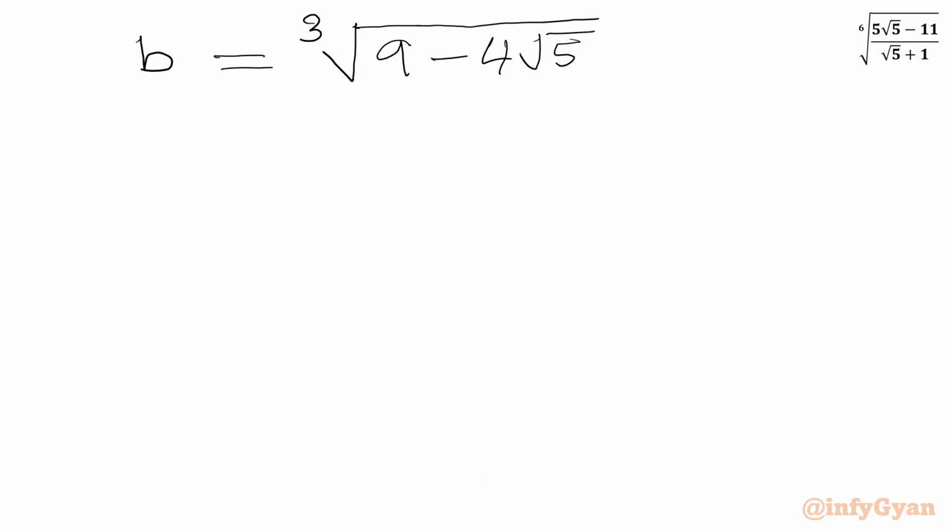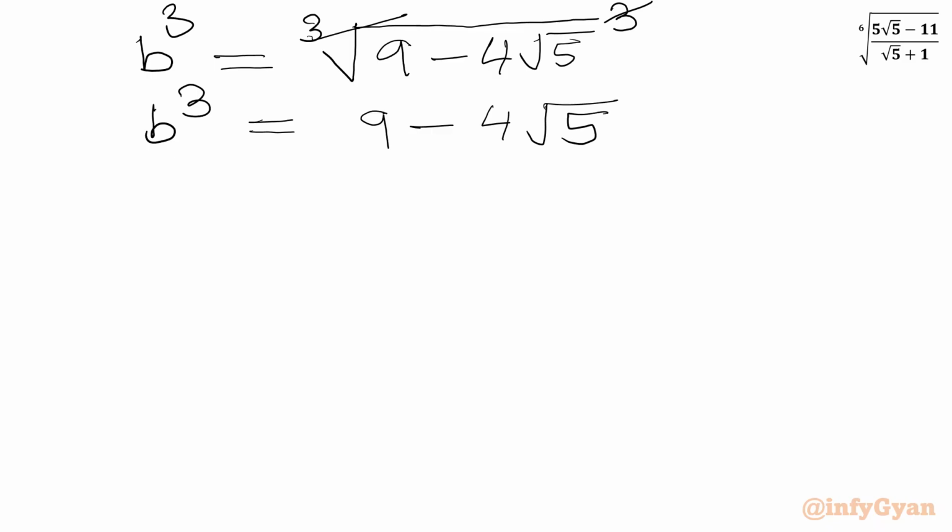I will use Simon's favorite factoring trick. But before that I need to remove the cube root. So I need to consider cubing both sides. Now this cube root and cube will be gone from the RHS. We will get b cube equal to 9 minus 4 square root 5.